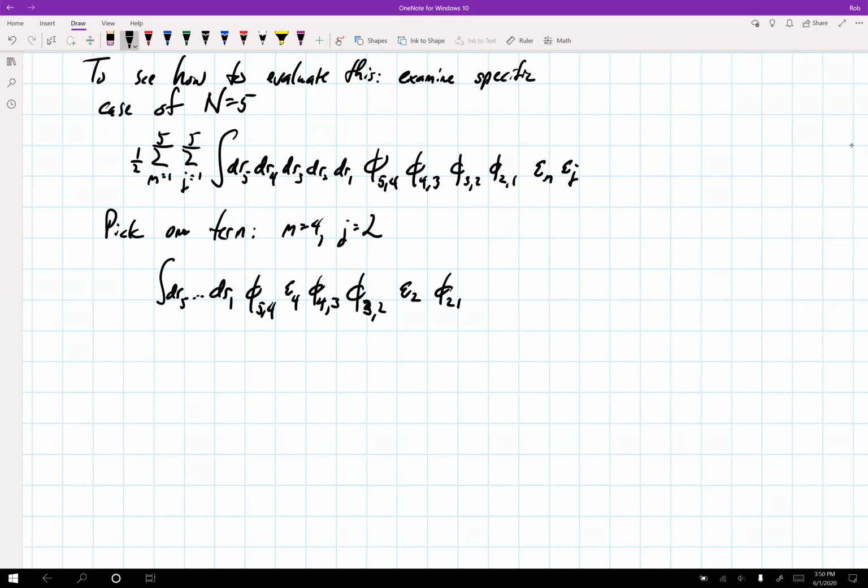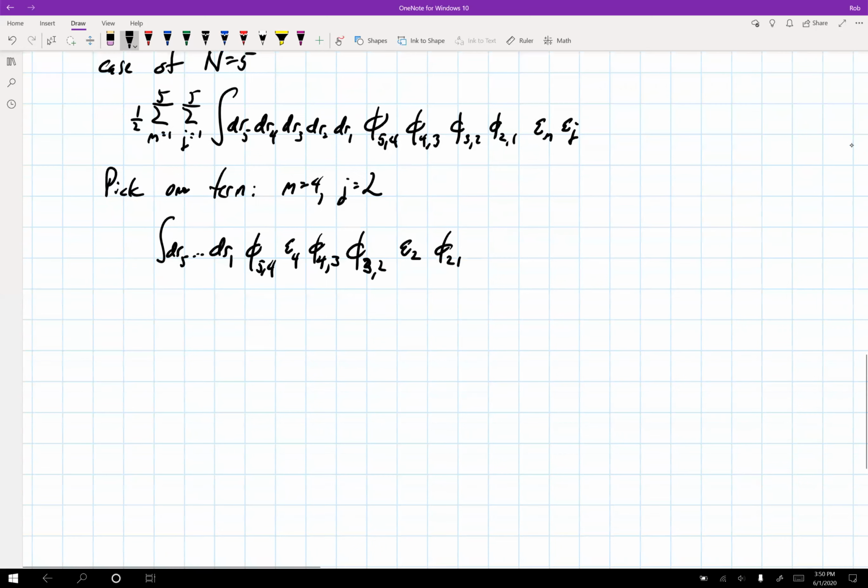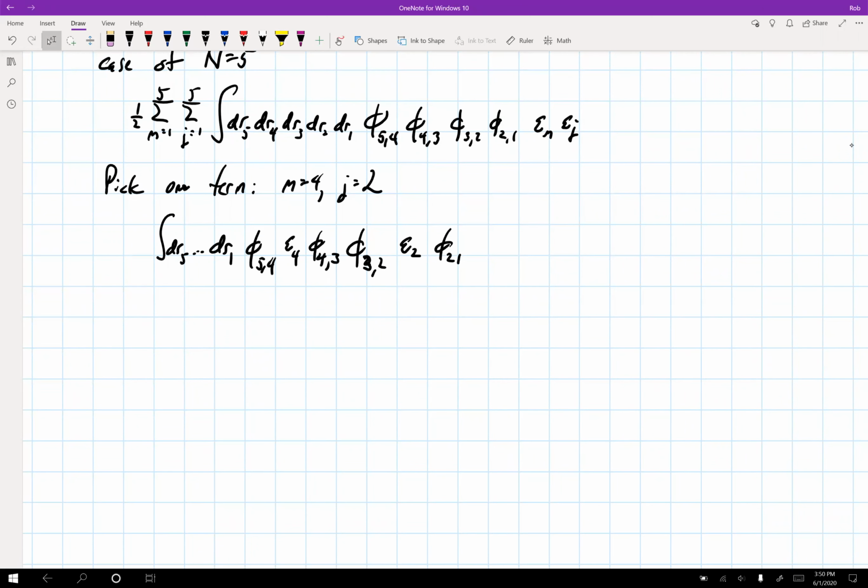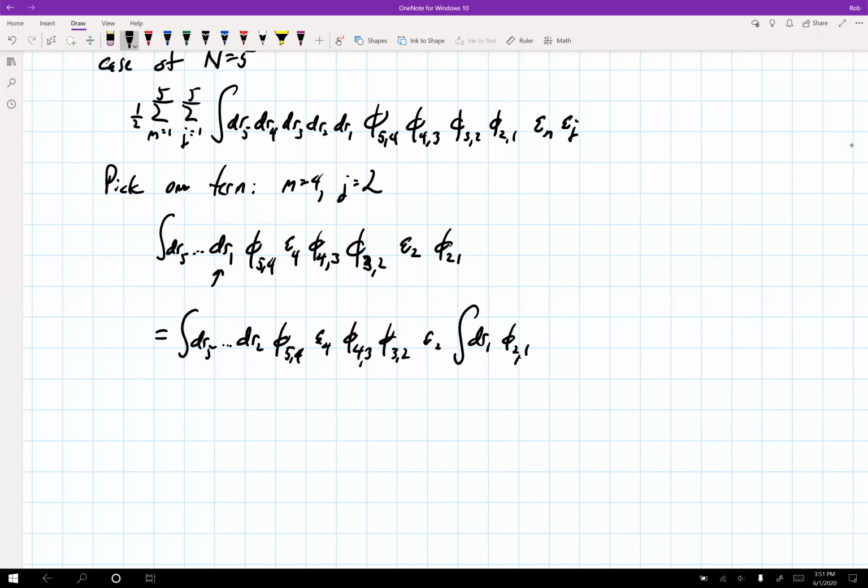And then the way that I like to think about it is to start at the far end of the chain, the way that I've written it, where the index is equal to 1, and start trying to evaluate things. So if we pluck out from our integrals the integral over dr1, and isolate all the terms that depend on r1, then this whole thing becomes integral dr5 down to dr2 phi 5,4 epsilon 4 phi 4,3 phi 3,2 epsilon 2, and then we have integral dr1 phi 2,1.